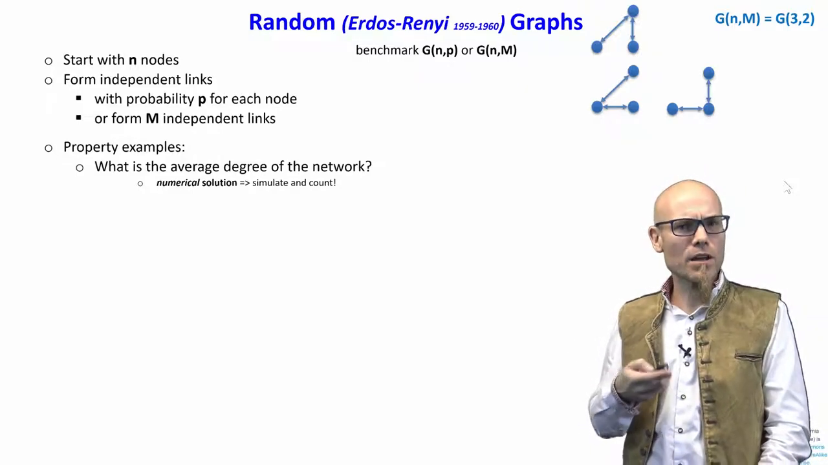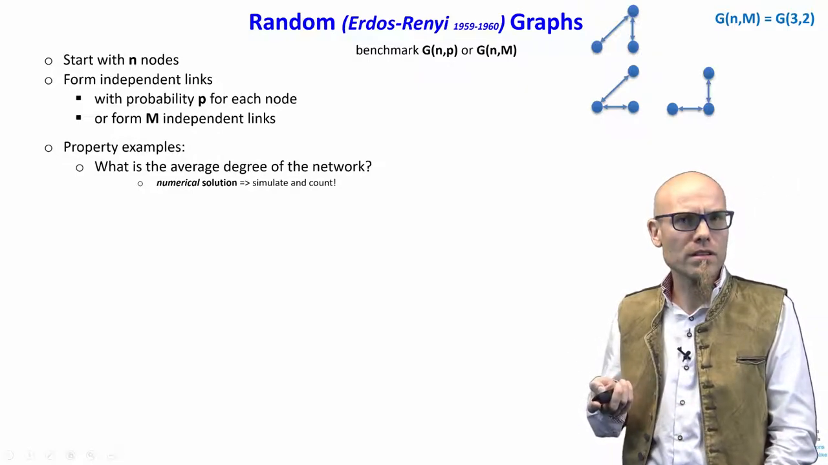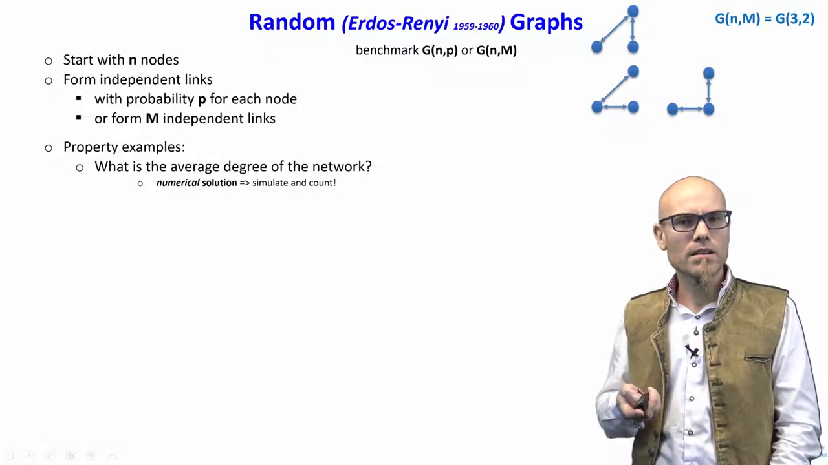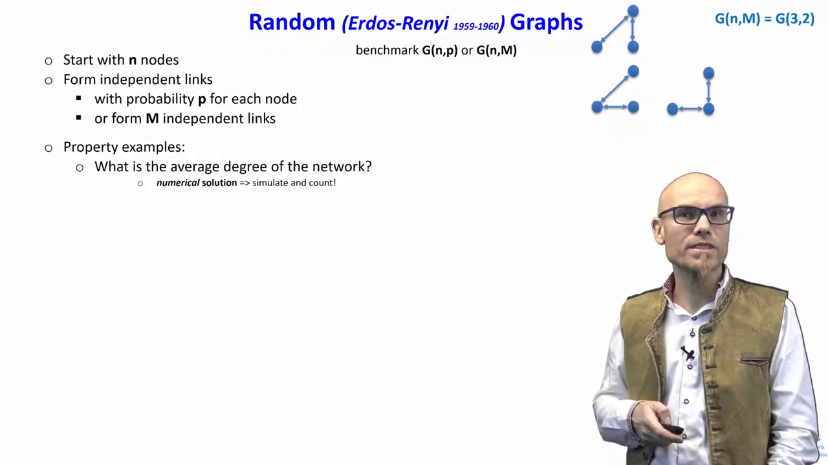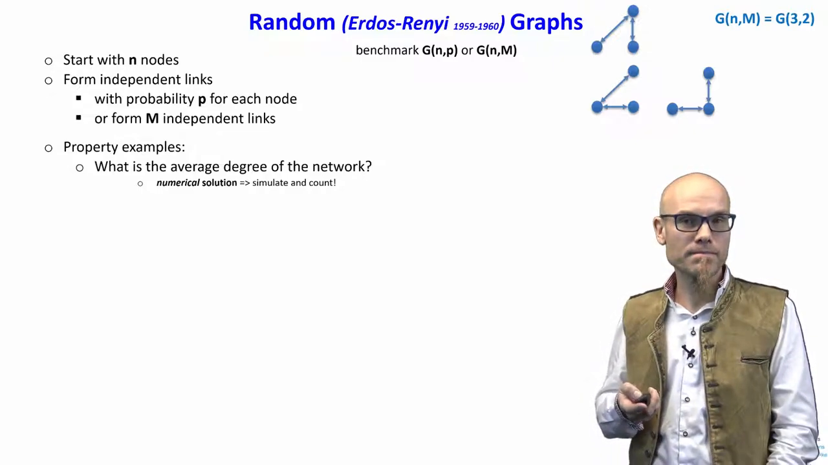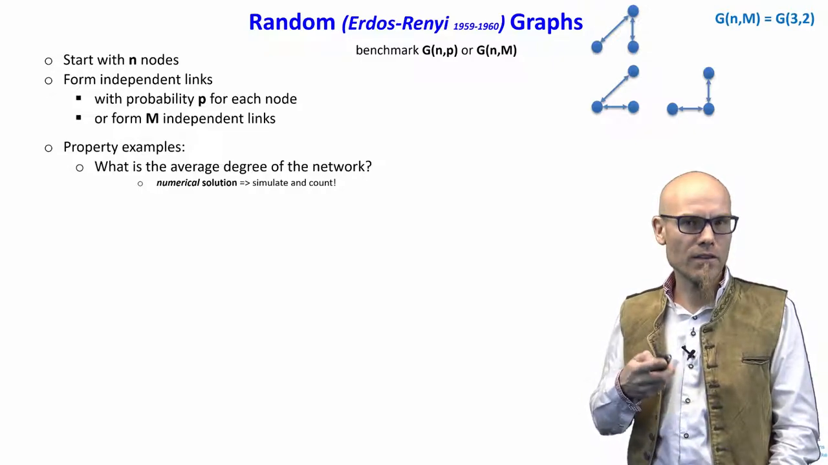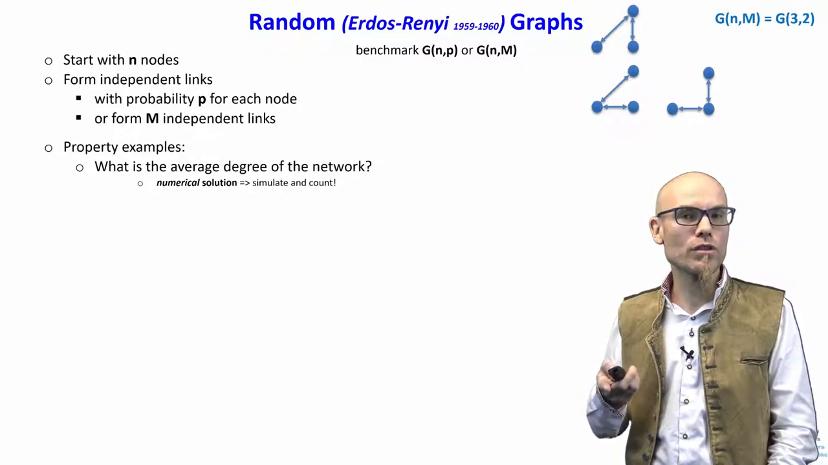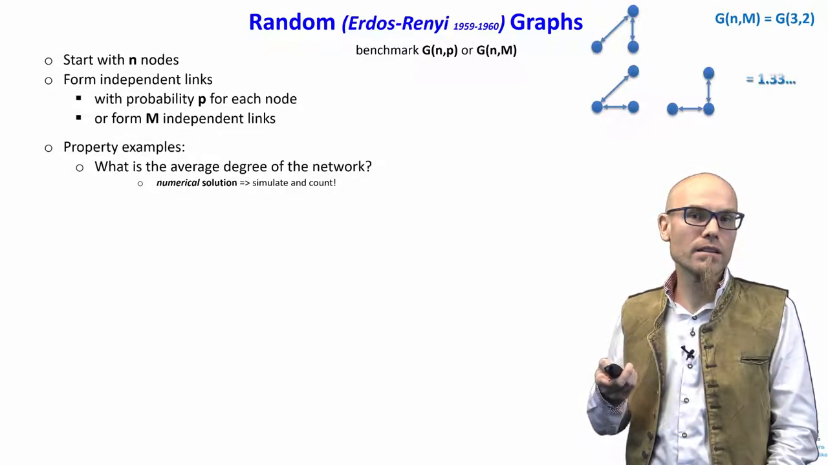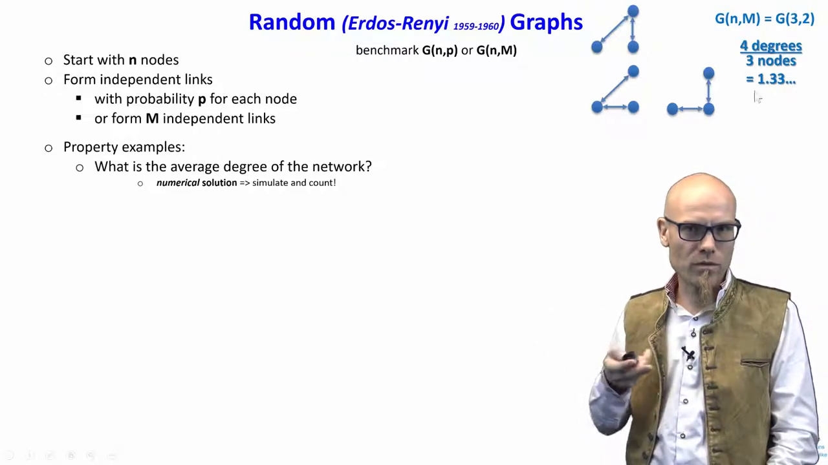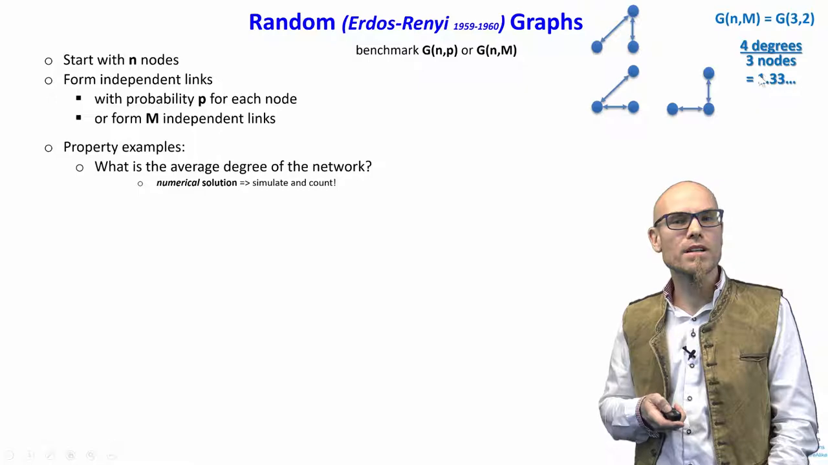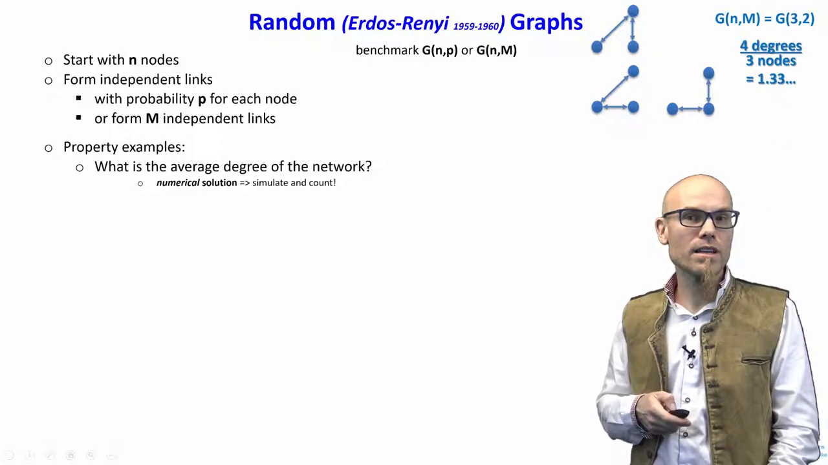So now we have all of them and we can just count. What's the average degree of a random network with these specifications? Well, we have 4 degrees. Every link has 2 degrees, right? And 3 nodes. So the average degree is 1.333, 1 1/3. So that's the average degree of this network.